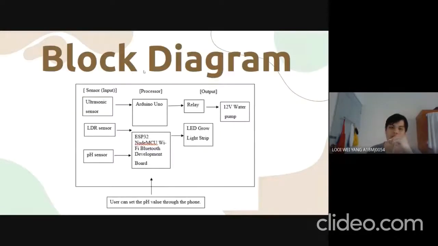And now is for the block diagram. There are 3 sensors as the input: ultrasonic sensor, LDR sensor, and pH sensor. And for the processor, there are 2 parts: Arduino Uno and ESP32. And for the output, we have the water pump and the LED glow light strip. And the user can set the pH value by using the phone.